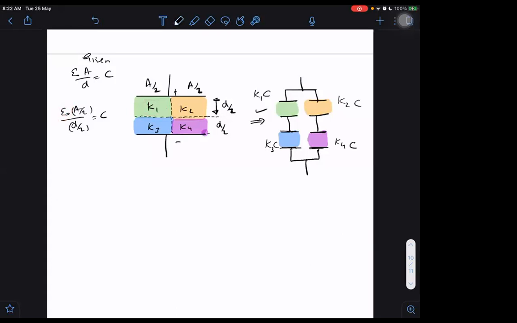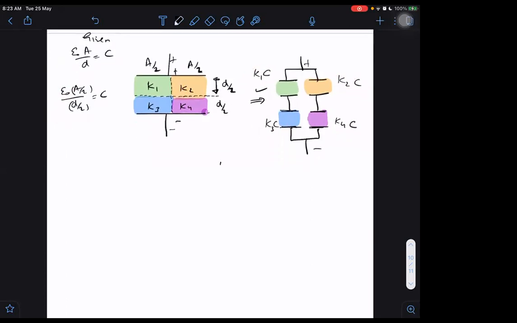So now this is the equivalent network, and you can find out the capacitance. First, you take these two in series, and then these two in series, and then finally in parallel with each other. Whatever it is, you find out yourself. It will be K1 K3 by K1 plus K3 plus K2 K4 by K2 plus K4, whole multiplied by C. That is the answer.